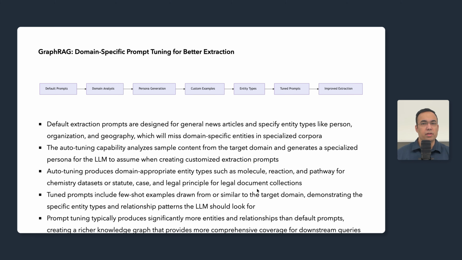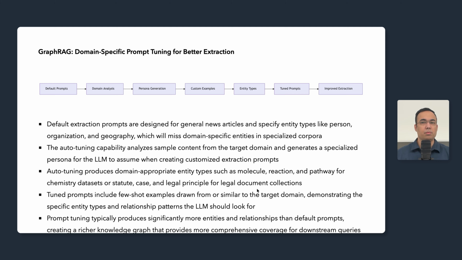GraphRAG provides an auto-tuning capability to address this. The auto-tuning process analyzes sample content from your target domain and generates a specialized persona for the LLM to assume when extracting entities. Based on this analysis, it produces domain-appropriate entity types and few-shot examples drawn from your actual use case. For example, when auto-tuning on a chemistry dataset, the system might generate entity types like molecule, reaction, or compound. The few-shot examples would demonstrate extracting these specific entity types for chemistry-related text.